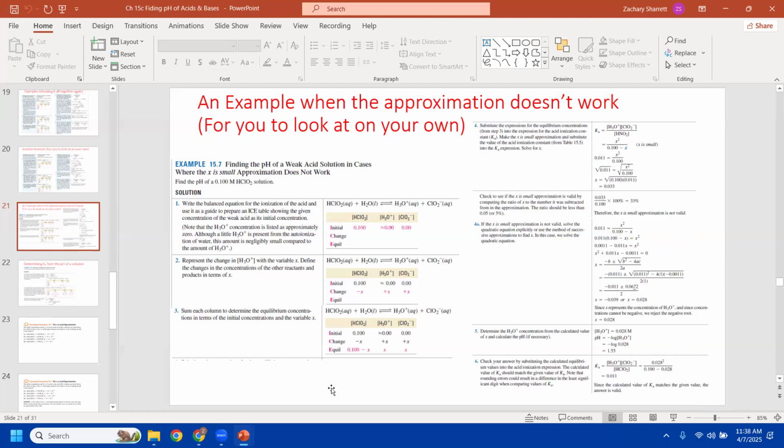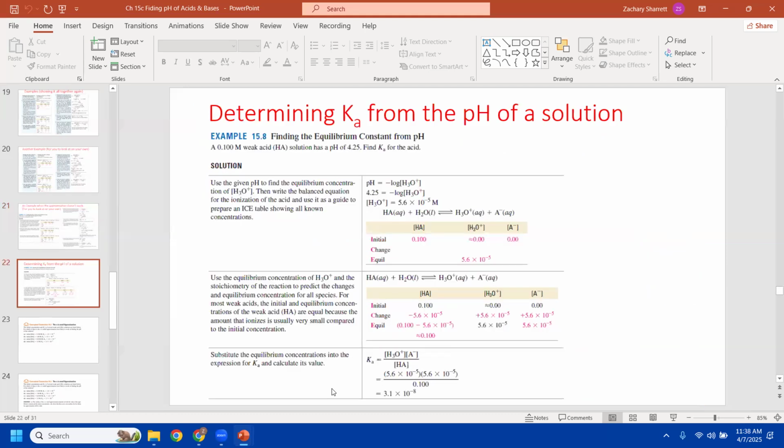So if you want to do that on your own, even though I'm giving you a take home, I probably won't give you the quadratic equation. I think that is just math and this is chemistry. I want you to learn how to do stuff, okay? Let's learn how to find the Ka from the pH of a solution.